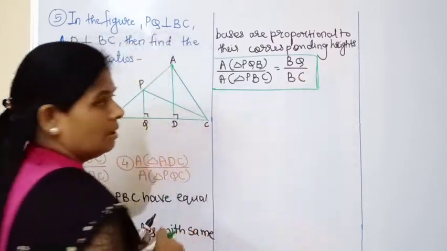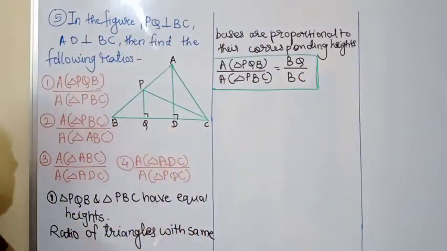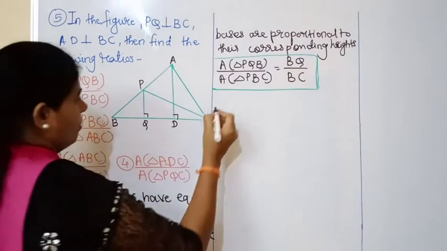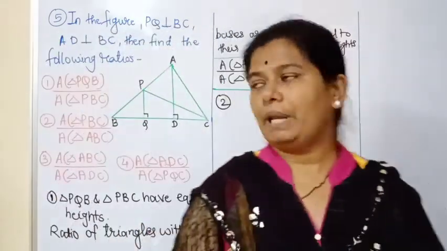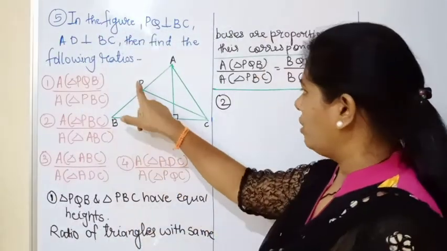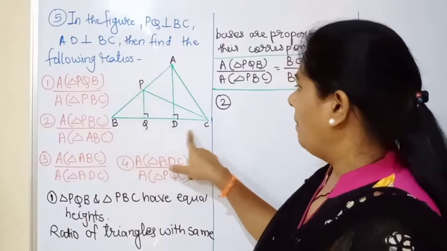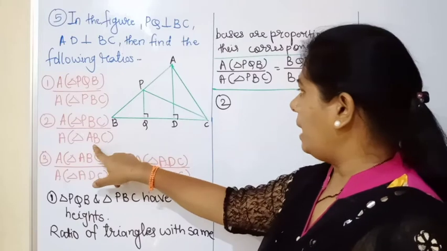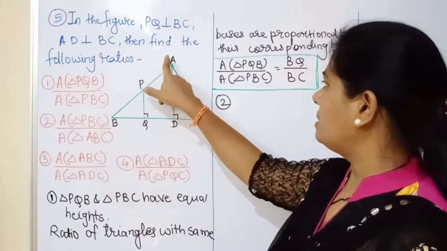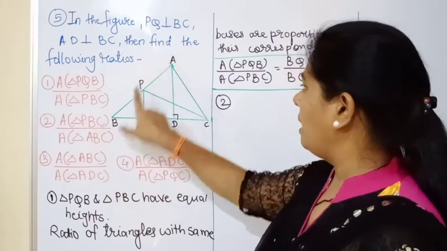Now we'll move towards the second ratio we'll find, that is area of triangle PBC upon area of triangle ABC. Number 2. See now, we'll see the triangle PBC. As you can see here, for area of triangle PBC, base is BC, height is PQ. Okay. And ABC, now see the triangle ABC.